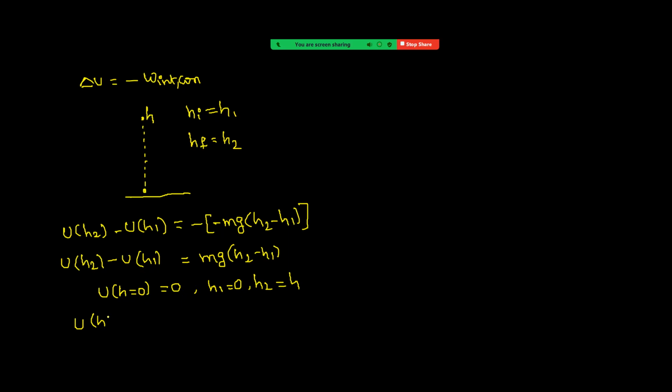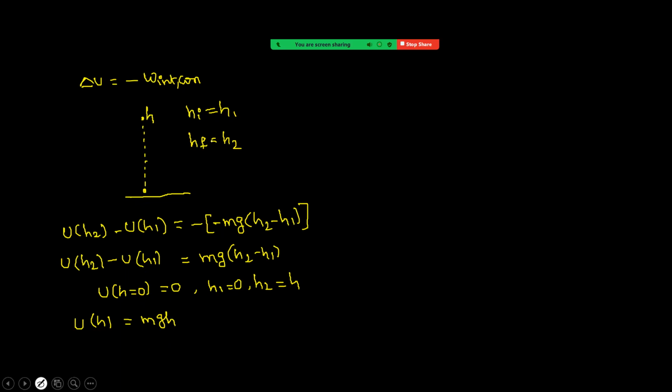U of H is equal to mgh. Remember here what is H. So we have taken one reference level. For example, if we consider ground as reference level, H becomes a height. If we consider ground as reference level, height becomes H.